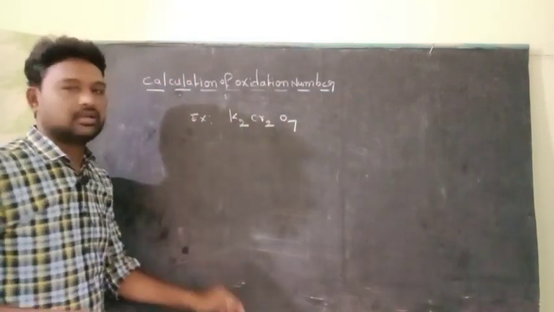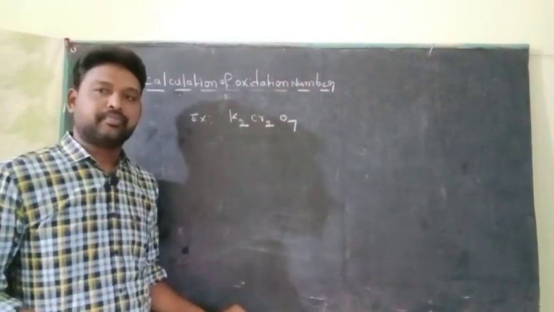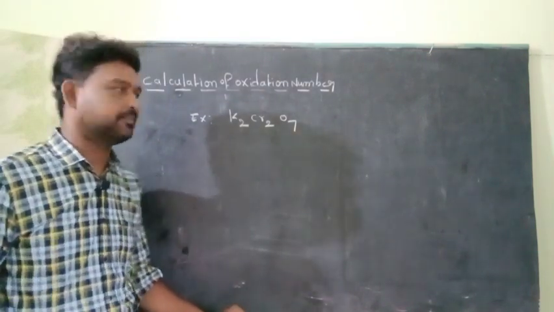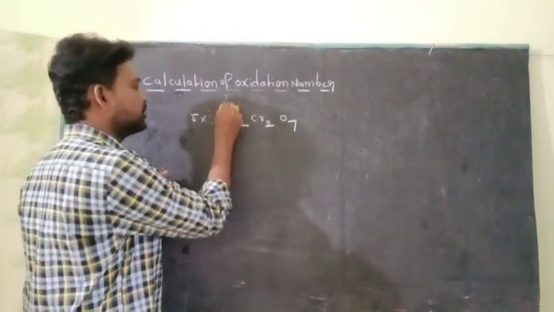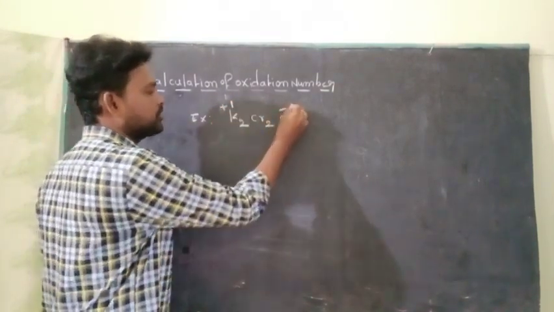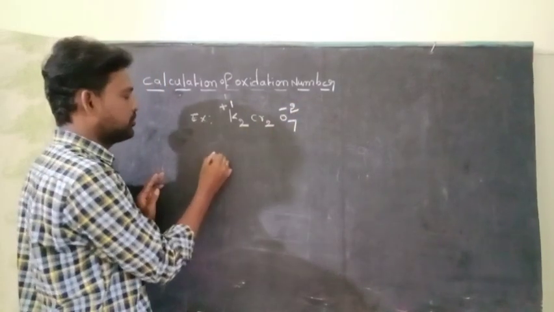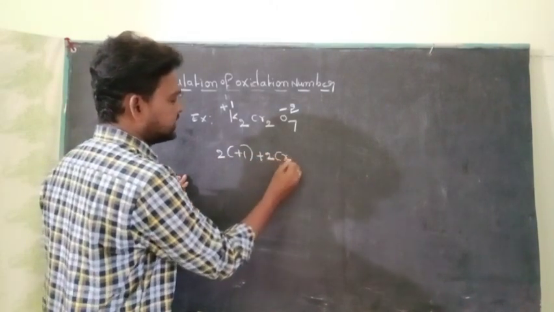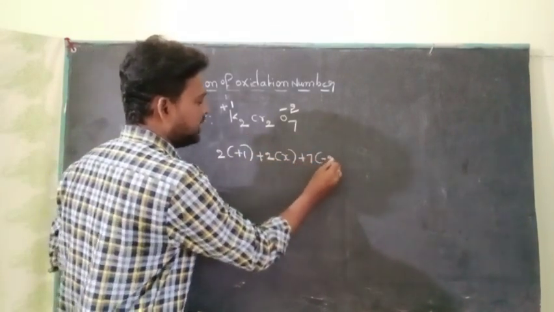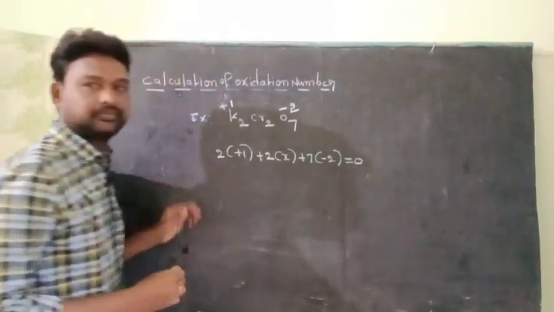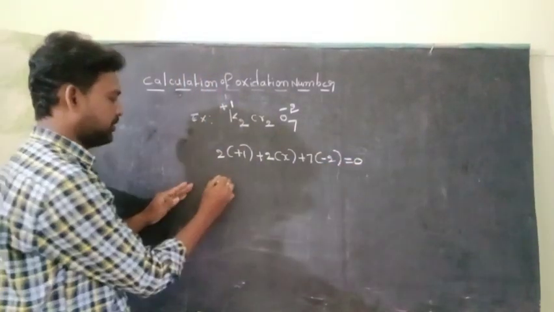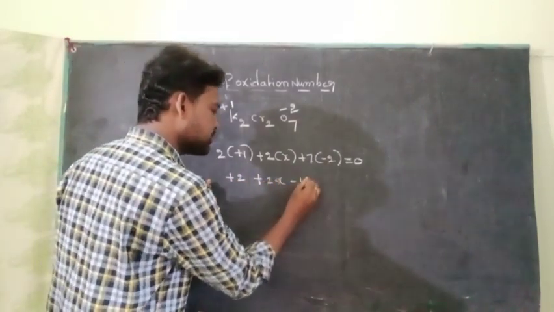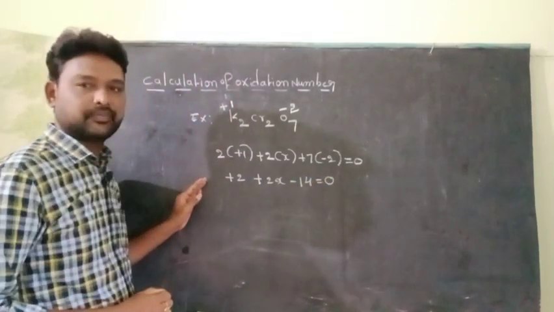K2Cr2O7, potassium dichromate. In this compound, what is the oxidation number of the chromium atom? So for example, potassium oxidation number is plus 1, oxygen oxidation number is -2. So 2 into plus 1, plus 2 into X, plus 7 into minus 2, equal to 0. So plus 2 plus 2x minus 14 equal to 0.